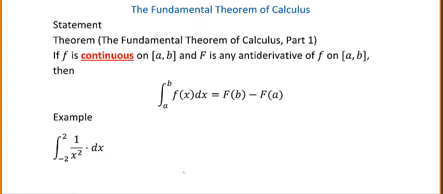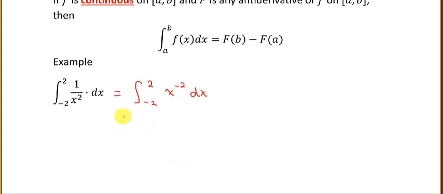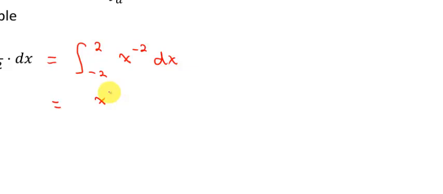Let's take a look at this with this example. Let's suppose that we use this here. And if we use that, this is going to be the definite integral from -2 to 2 of x to the -2nd. When I antidifferentiate x to the -2nd, I'll get x to the -2 plus 1, that's -1, over -1, evaluated from -2 to 2.